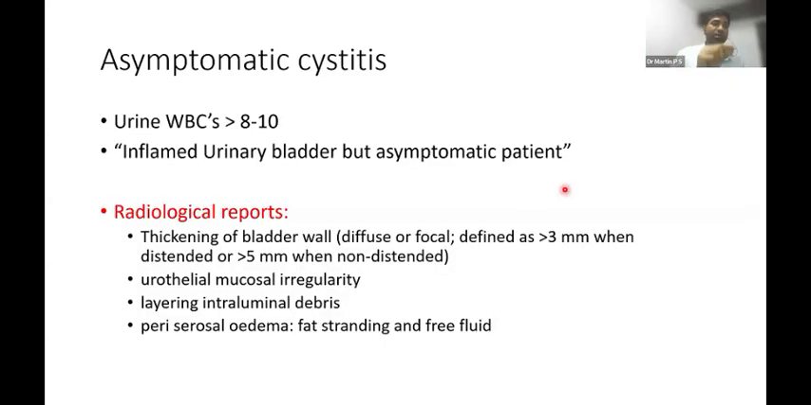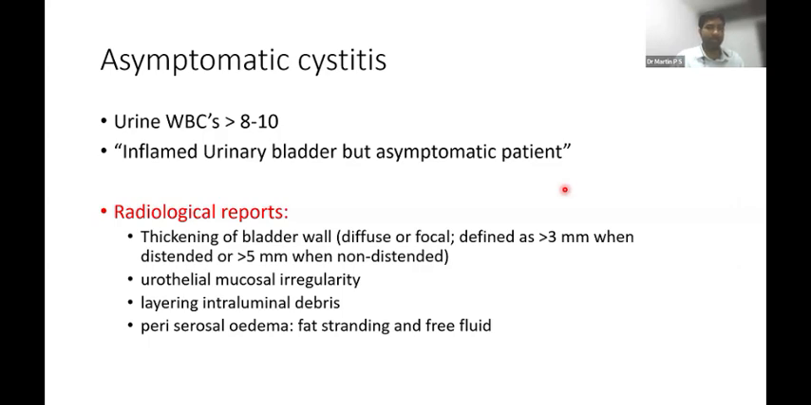So let's come to another term called asymptomatic cystitis. Here you have urine WBCs more than 8 to 10, and there is definite evidence of some inflammation of the urinary bladder, but the patient is totally asymptomatic. There might be a radiology report showing that the bladder wall is thickened or there is some intraluminal debris in the urinary bladder, but the patient is totally asymptomatic. These are conditions that we very commonly see in our practice.